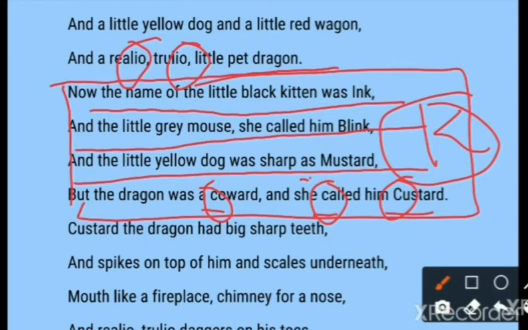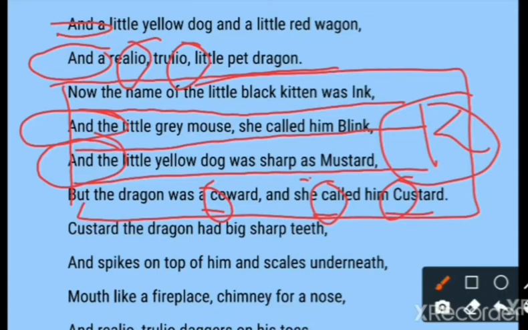Where in the first stanza one line starts with "and" and another line starts with "and", and here one line starts with "and" and another line starts with "and". This is the technique of anaphora. Anaphora is where some poetic lines start with a single word. For example, if a line starts with some word and the consecutive line again starts with a similar word, that is the technique of anaphora.